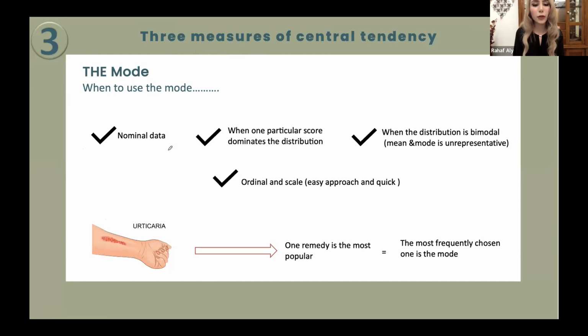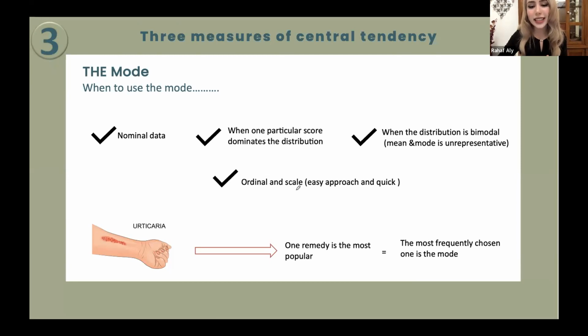So for the mode, you can use it in nominal data. You can also use it in ordinal and scale data, and when one particular score dominates the distribution. When the distribution is bimodal, the best is the median. Why is it better to use median, not mode and mean? Because mean and mode are not equipped to accommodate skewed data, while median can accommodate skewed data. So that's why.